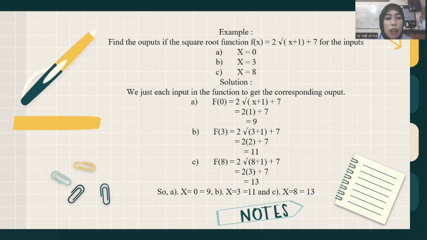For A, f(0) equals 2 times root of (0 plus 1) plus 7, equals 2 times 1 plus 7, equals 9. For B, f(3) equals 2 times root of (3 plus 1) plus 7, equals 2 times 2 plus 7, equals 11. For C, f(8) equals 2 times root of (8 plus 1) plus 7, equals 2 times 3 plus 7, equals 13. So at x equals 0 the output is 9, at x equals 3 it is 11, and at x equals 8 it is 13.